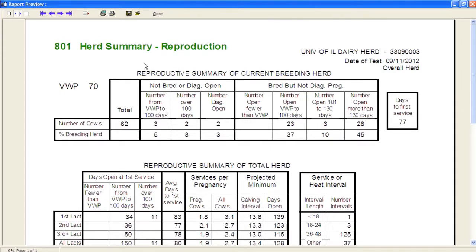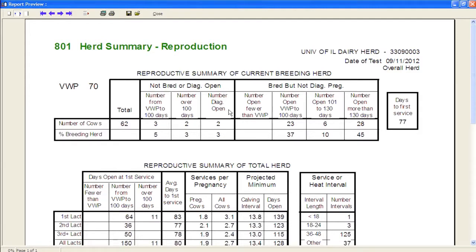When you look at this 801 report, the first thing you want to notice is that the voluntary waiting period is listed at 70 days, and then this top chart here is actually the summary of the current breeding herd. So that would count only the cows that are through the voluntary waiting period and currently being serviced and not confirmed pregnant. So this is the current breeding herd. Once they're confirmed pregnant, they're no longer listed in this chart.